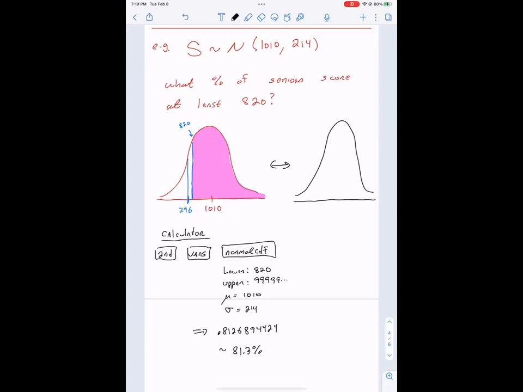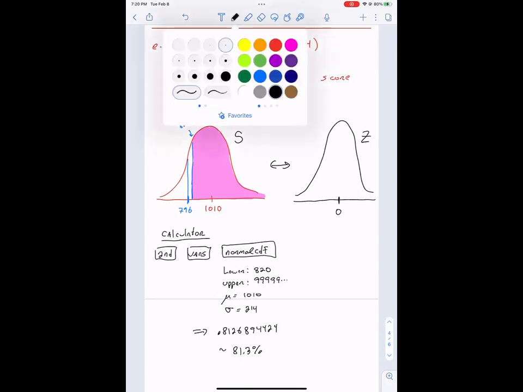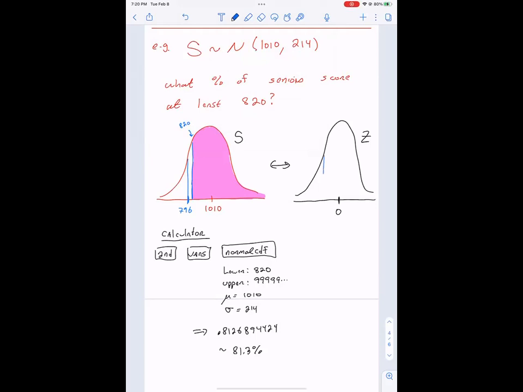is we're going to convert to a z-score. If I look at a z distribution, what's my center now going to be? Zero. No, 1010 was the original data. Now for Z, this is zero. When I convert to a standard normal, my mean becomes 0. What does my 796 become? Negative 1.